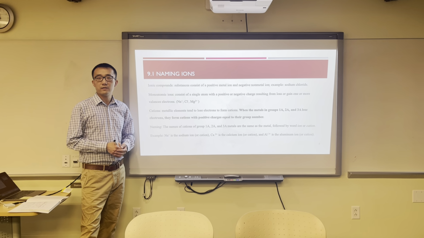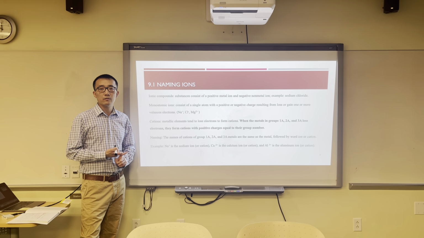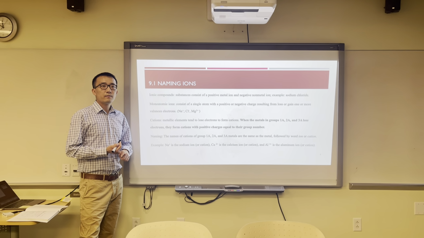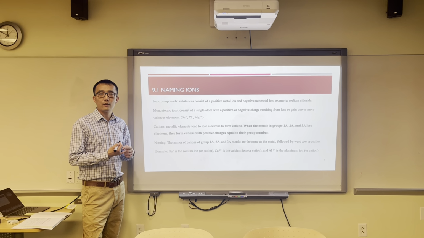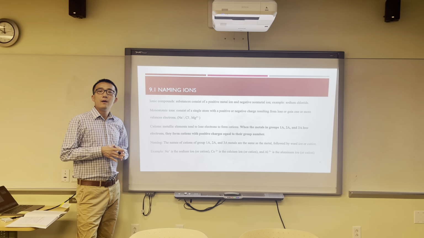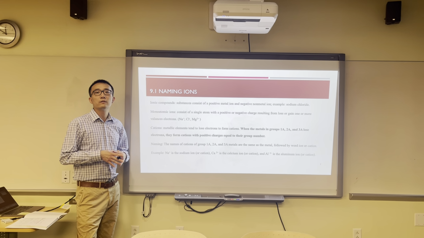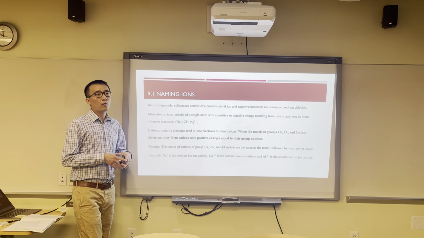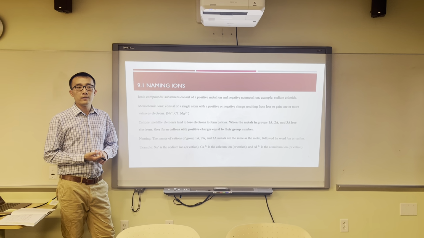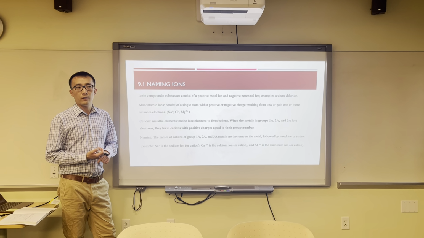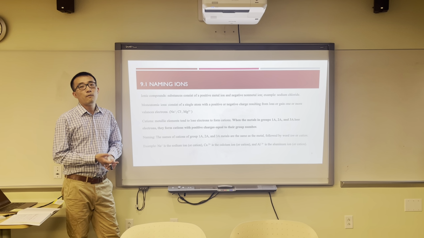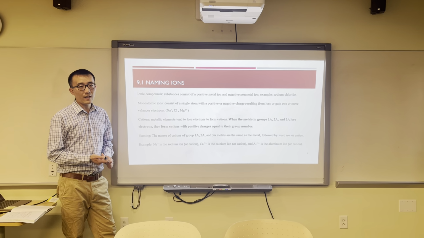A monoatomic ion consists of only one element, one atom, for the whole thing. So metals tend to lose electrons to form cations. The number of electrons these metals are going to lose depends on the main group number. For example, a main group 1A element is going to lose 1 electron. For group 2A, it's going to lose 2 electrons. For group 3A, it's going to lose 3 electrons.